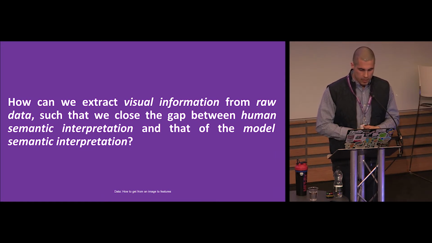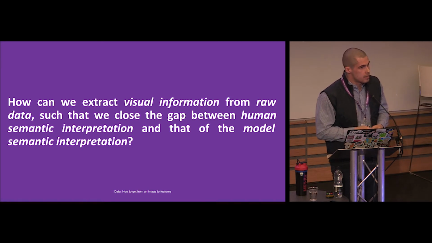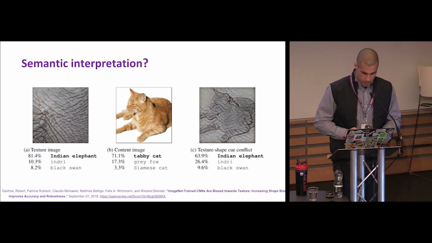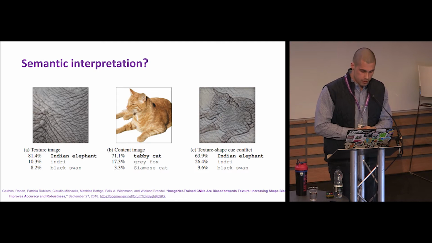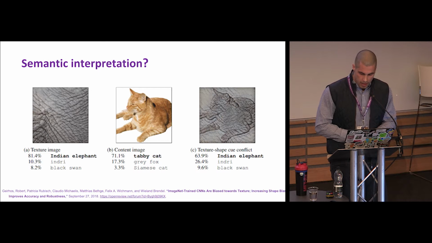So really, let's think back about the semantic interpretation of images: the semantic interpretation that we may have and the semantic interpretation that our machine learning model might have. This is a study published at the ICLR machine learning conference this year, but it appeared on arXiv last year, in 2018. They performed a really simple but interesting experiment. On the left side, we see a texture which would remind us of an elephant. In the middle, we see a cat. And on the right side, we see a cat whose texture has been transformed to have the same texture as that of an elephant.